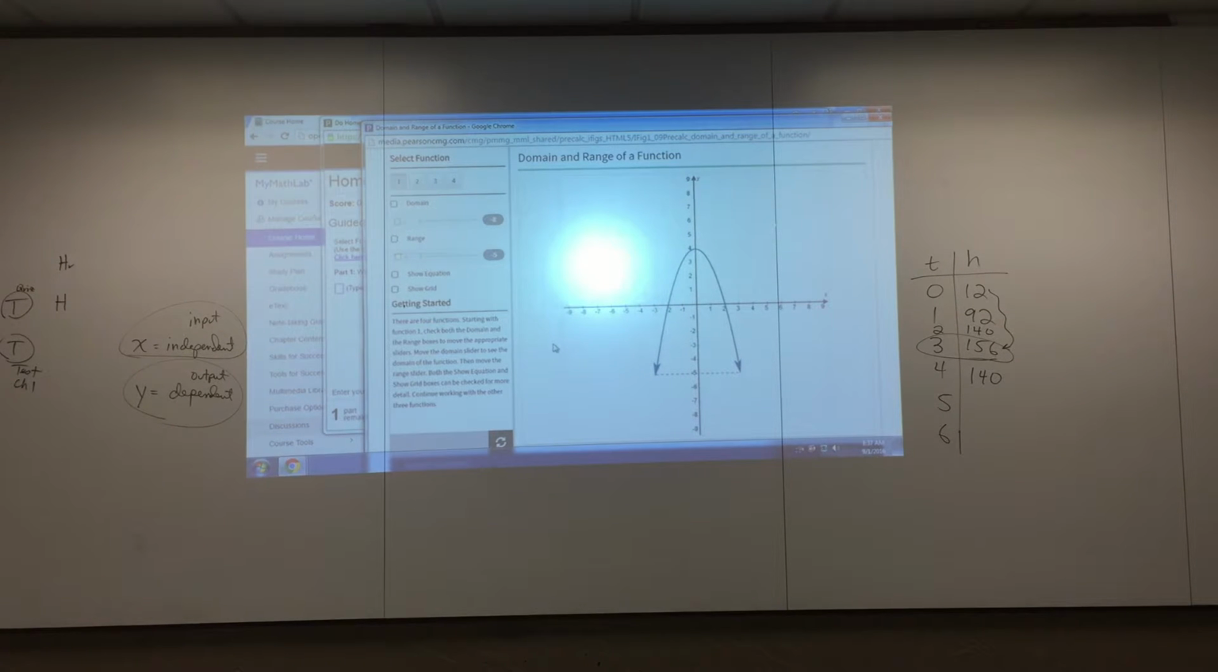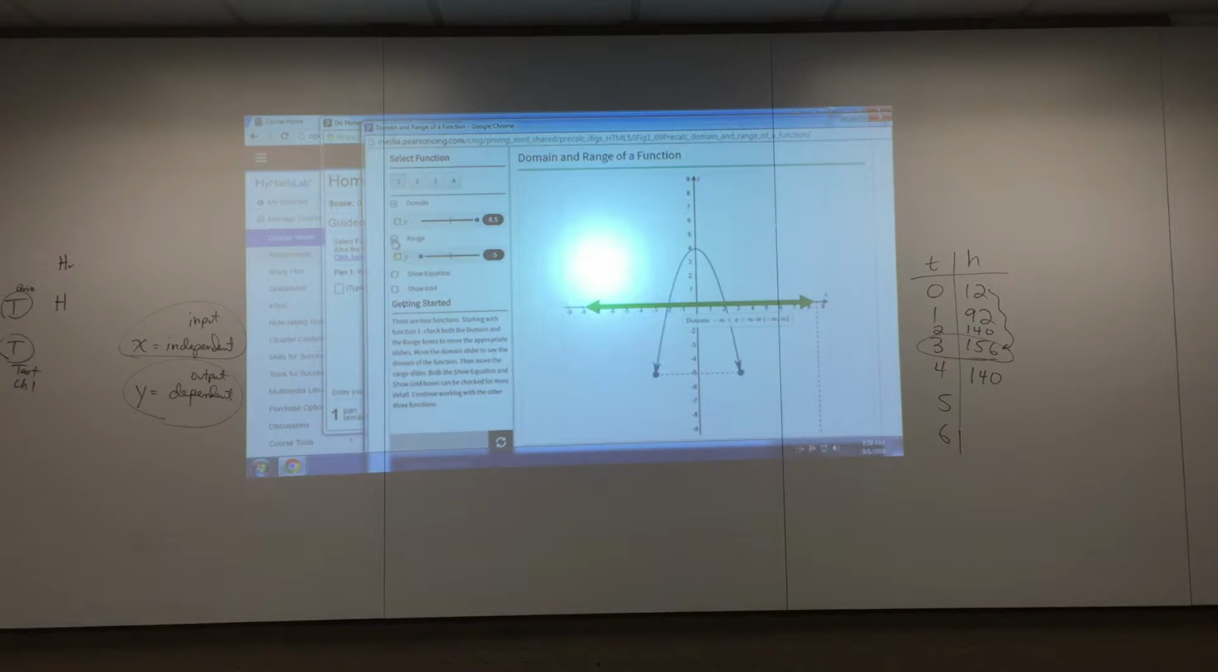There are 4 functions, starting with function 1. Check both the domain and range. You're going to find the domain. So, what is the domain of this function? What am I doing, you guys? Help me out. That's the domain, that's it. Oh, it says it over here. Yeah. Sorry, thank you. My little slider helped me get that answer, huh?